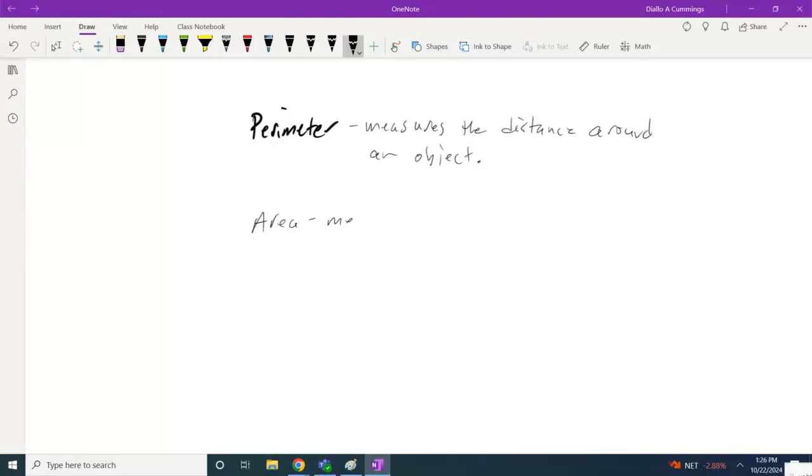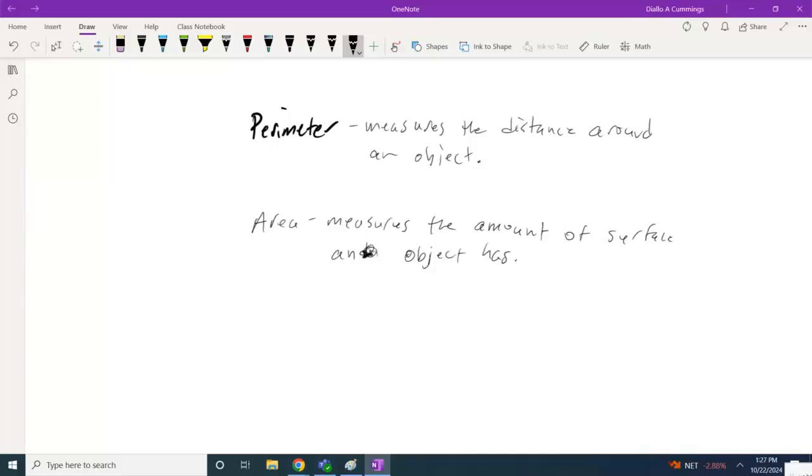The area measures the amount of surface an object has, and the area is measured in square units, right?